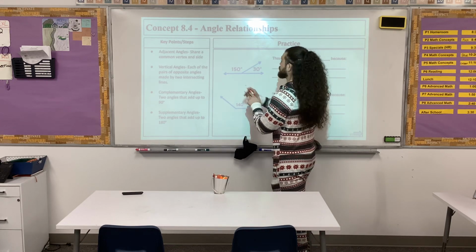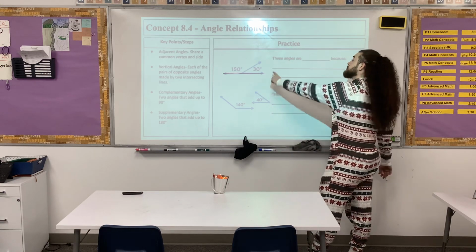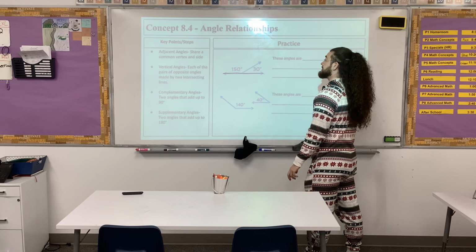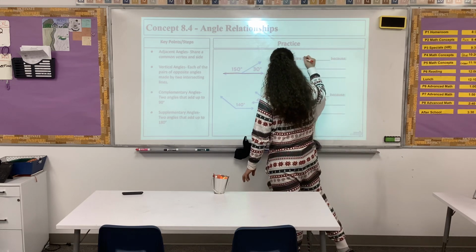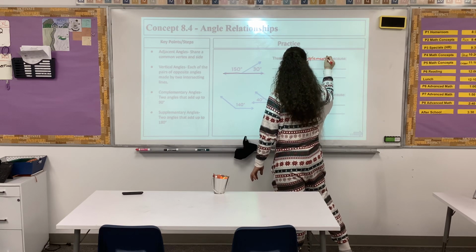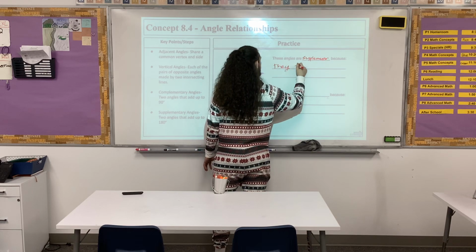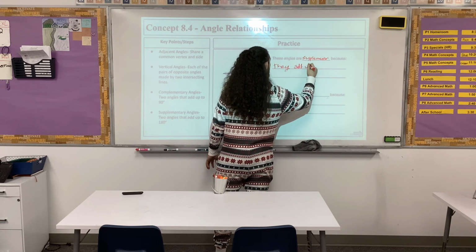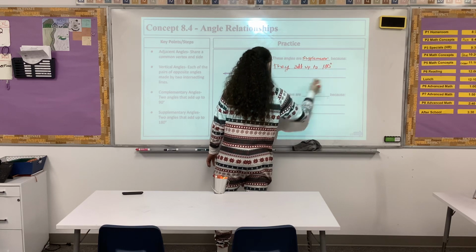Now I have 150 degrees and 30 degrees. They make a straight line. Straight lines are 180 degrees. So they give me 180 degrees. These are supplementary angles because they add up to 180. Straight line.